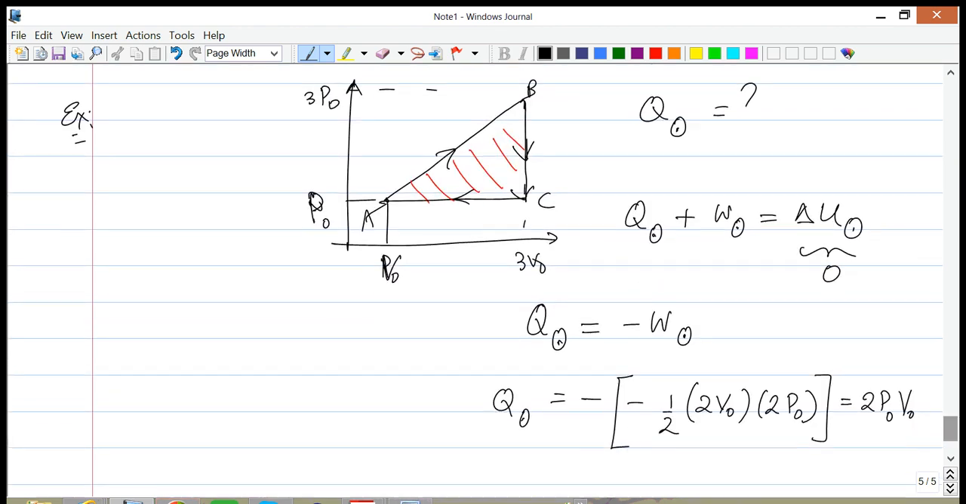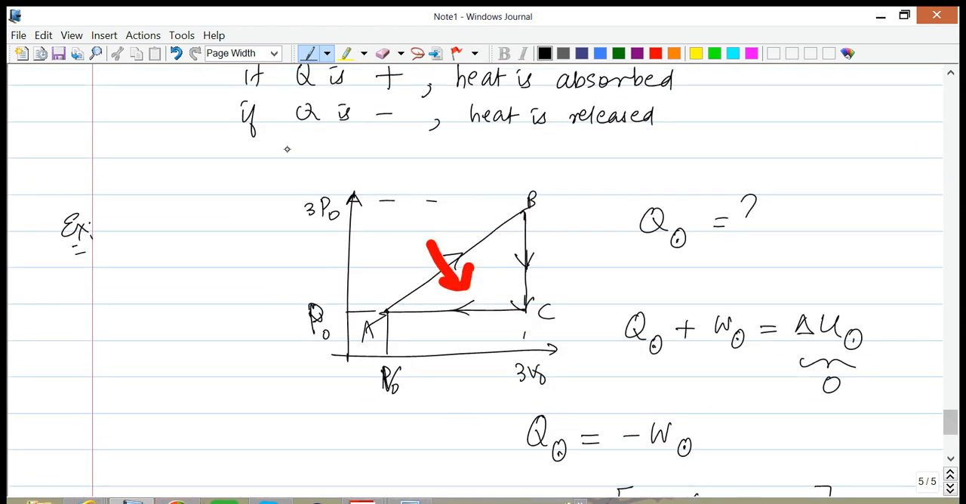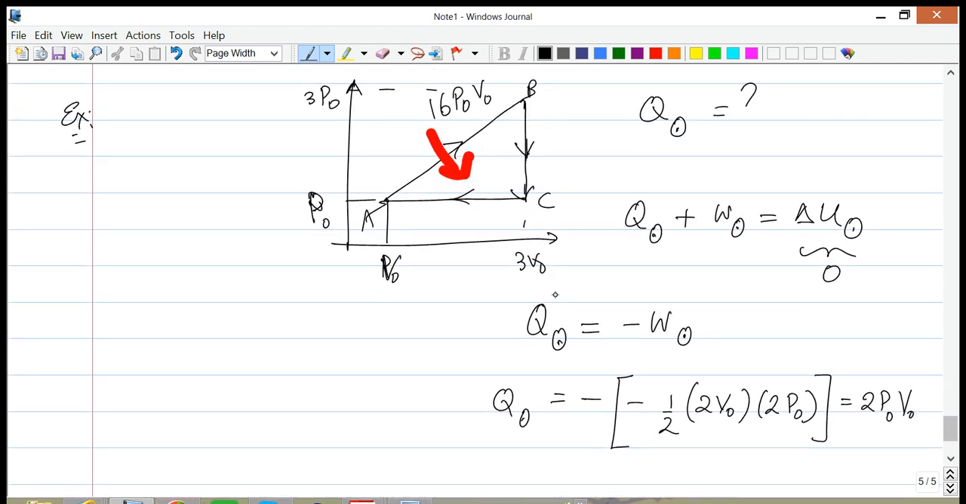So again, in a clockwise cycle, heat is absorbed. There's a net absorption of heat. Now if you recall in the previous problem, we saw that for the process A to B, heat was absorbed, and the amount of heat that was absorbed was equal to 16 P0V0. However, for the entire cycle, we see that the heat absorbed is only 2 P0V0.